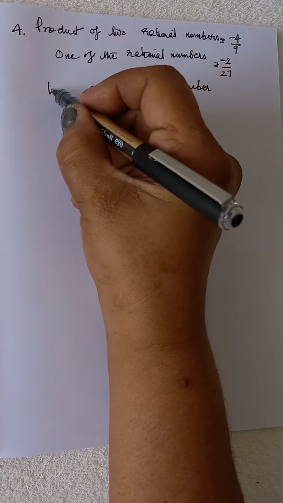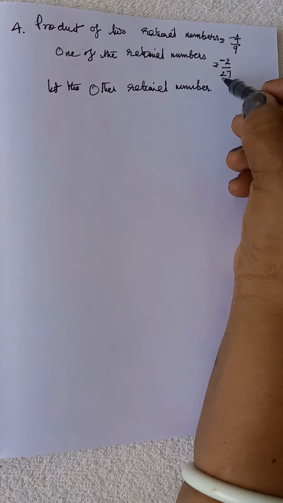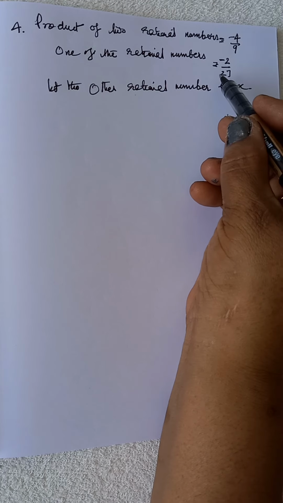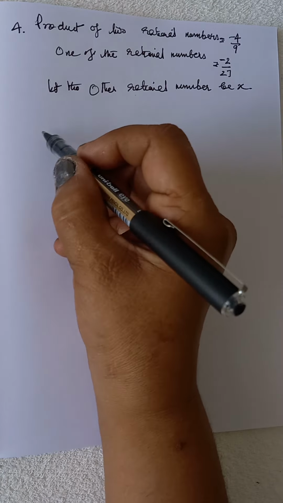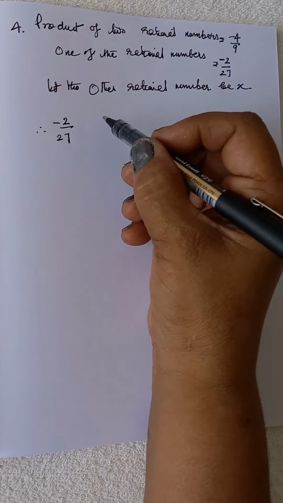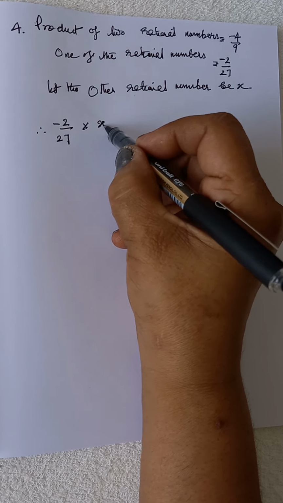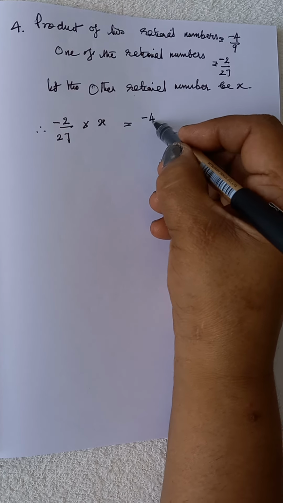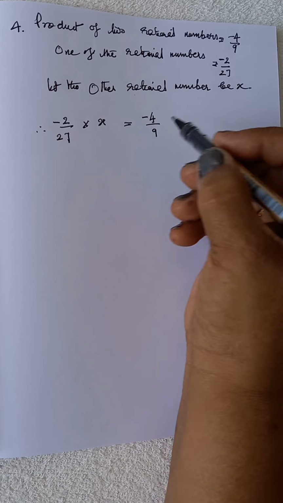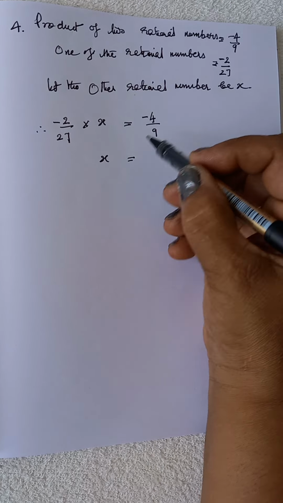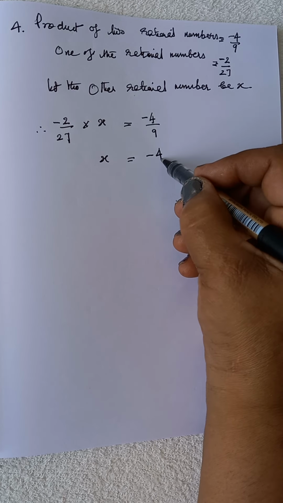So we can write, let the other rational number be x, that we have to find. So what is one of the numbers? Minus 2 by 27. Therefore, minus 2 by 27 into the other rational number, that is the product. What is given? Minus 4 by 9. So we want to find out this x. So x is equal to what is on the right side, that we have to write first.